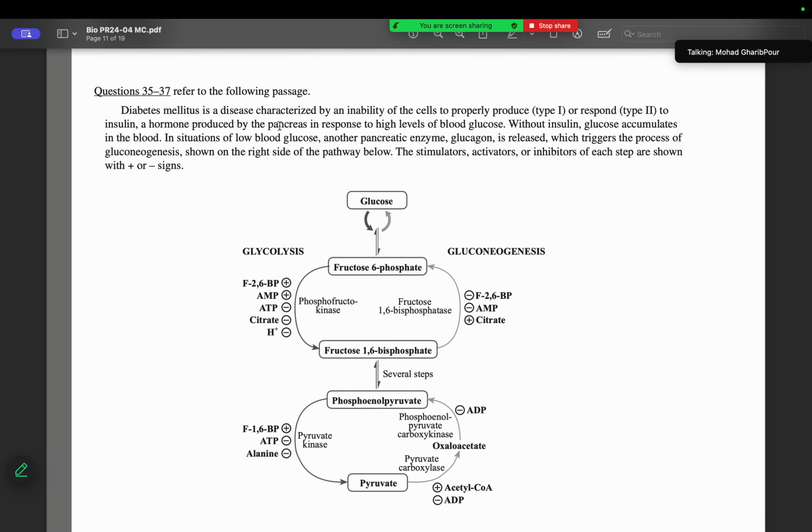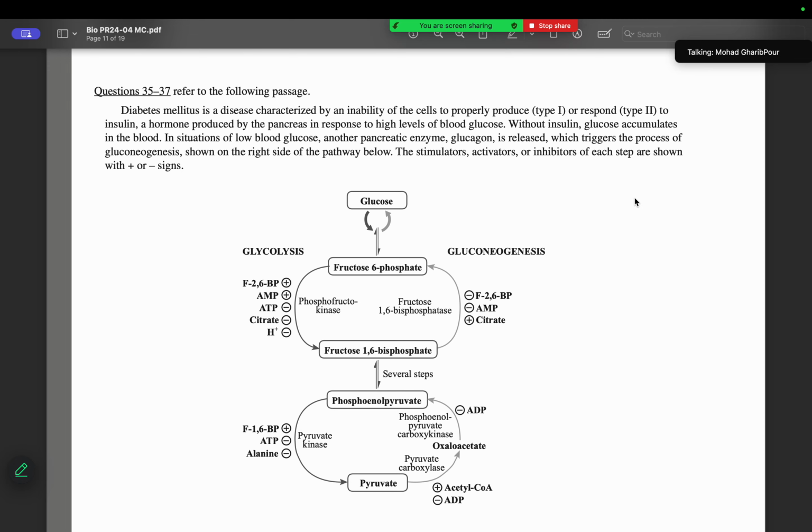Diabetes mellitus is a disease characterized by an inability of the cells to properly produce (type 1) or respond (type 2) to insulin, a hormone. So does this make sense so far? Type 1 diabetes is the inability of cells to produce or properly produce insulin, and type 2 diabetes is the inability to respond properly to insulin, which is a hormone produced by the pancreas in response to high levels of blood glucose. Without insulin, glucose accumulates in the blood.